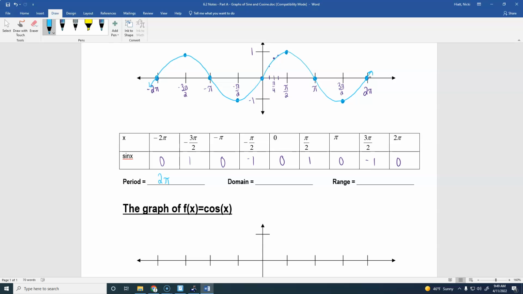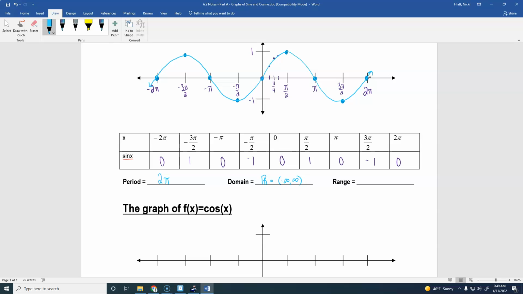The domain for this function is going to be all real numbers or negative infinity to infinity because this just goes on forever and ever. That unit circle is just going to keep going around and around. You can do 2 pi, 4 pi, 6 pi, 8 pi. You can keep on going forever, go backwards. So you have an infinite domain for that.